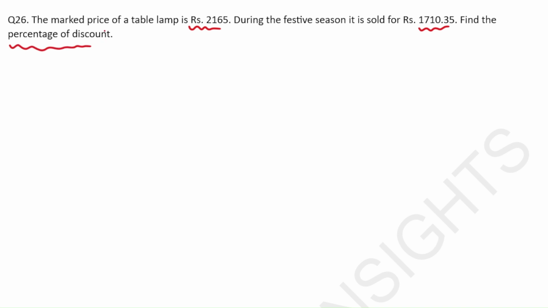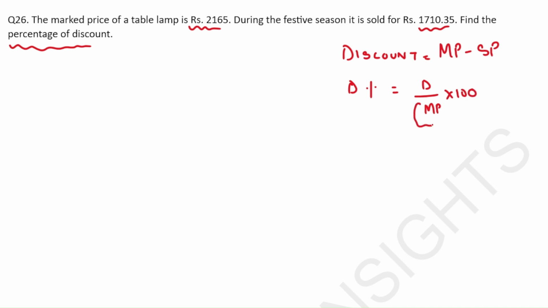Okay. So whenever any question is telling you to find a discount, the formula for discount is mark price minus selling price. And if the question is telling you to find a discount percentage, then the formula is discount divided by mark price into 100. So to find a discount percentage, we always find it with respect to the mark price, just like in loss and profit, we find it with respect to CP, that is cost price.